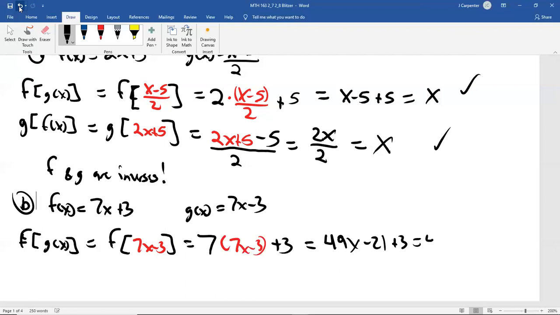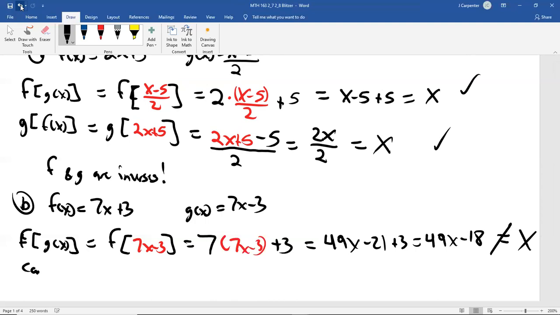And that's 49x. Negative 21 plus 3, is that a negative 18? I feel like I said that as a question, but I didn't mean to. It is negative 18. And I don't know why I boxed it up either, because I was correcting myself, doing too many things at once. Well, first of all, this is not equal to x. It does not even matter what g of f is.